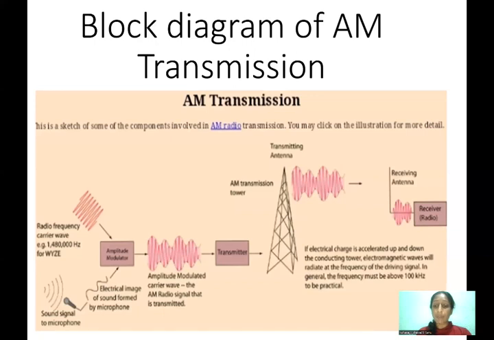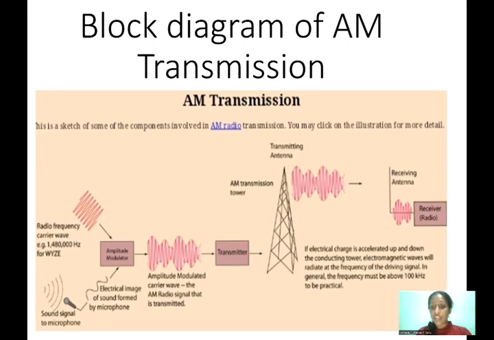Block diagram of amplitude modulation transmission. Here, the radio frequency carrier wave and the electrical image of sound formed by the microphone are entered into the amplitude modulator. The amplitude modulated carrier wave, the AM radio signal, is sent to the transmitter. From the transmitter, it goes to the amplitude modulation transmission tower. From the tower, it is transmitted to the antenna.